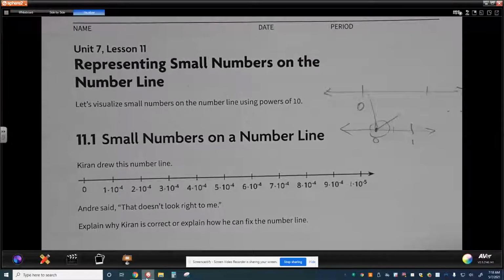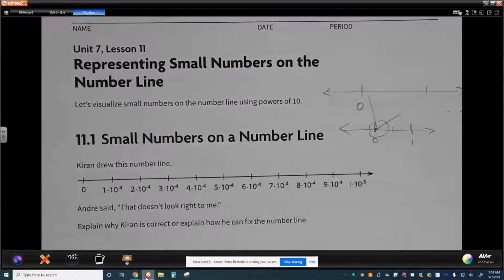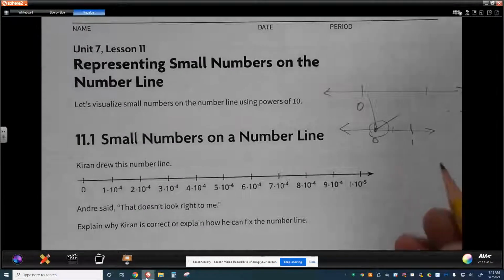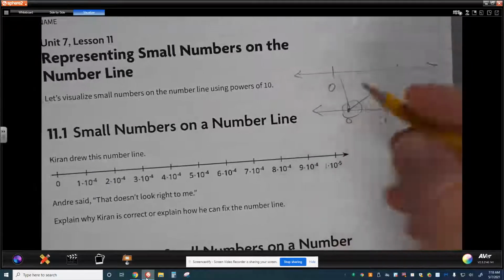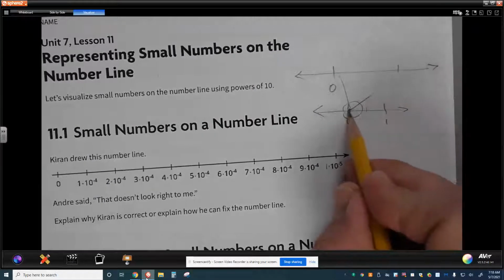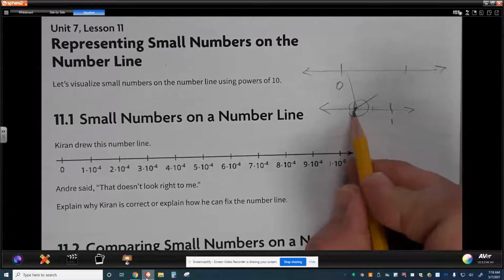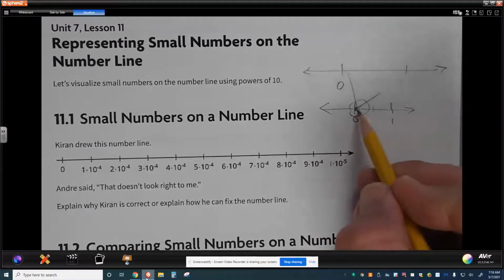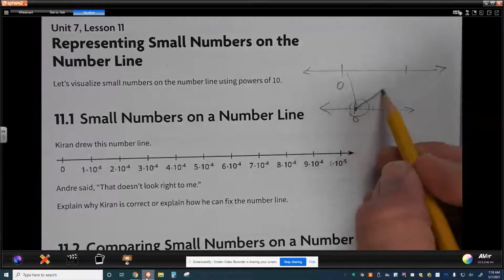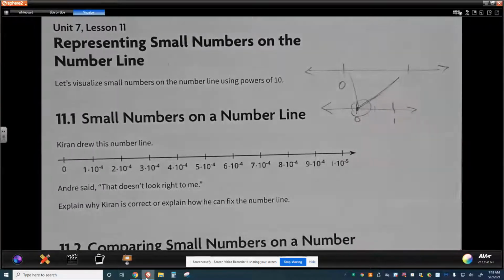Welcome to Unit 7, Lesson 11 in Math 8, representing small numbers on the number line. We're going to visualize small numbers on the number line using powers of 10. And by small numbers, I mean really small numbers. When we're talking about a number line between 0 and 1, we're going to focus on something that's way back here, super close to 0. So we're actually going to expand this little point to something else.